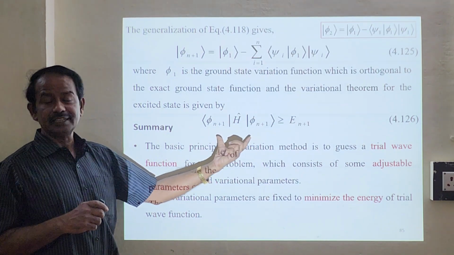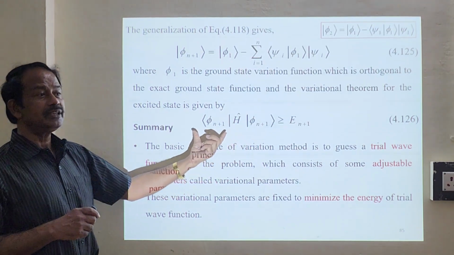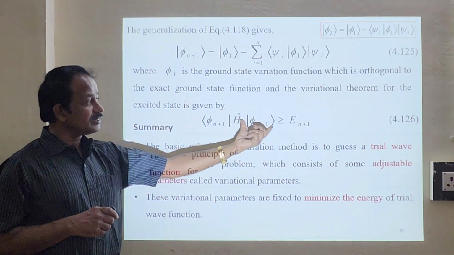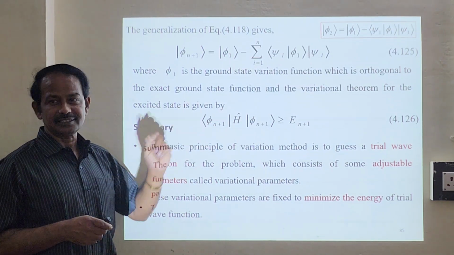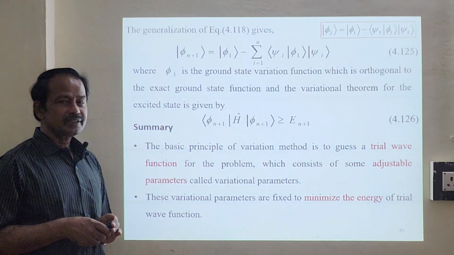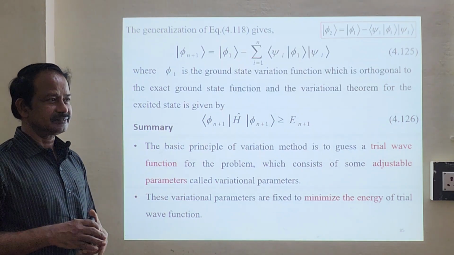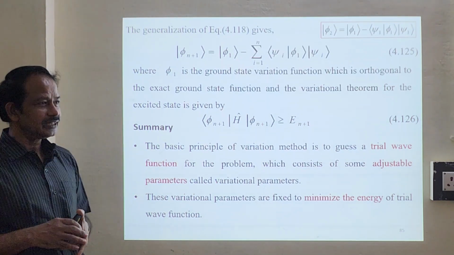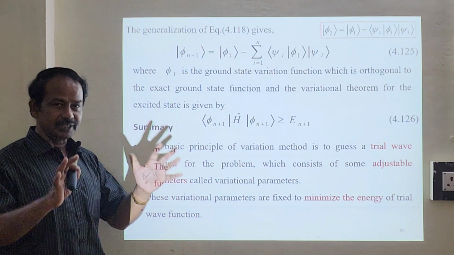The answer that we are going to get using the variation principle will always be greater than or equal to the true energy of the system. So that is for the excited state. Any doubt? Okay. So now we will go for the summary of whatever we have studied.